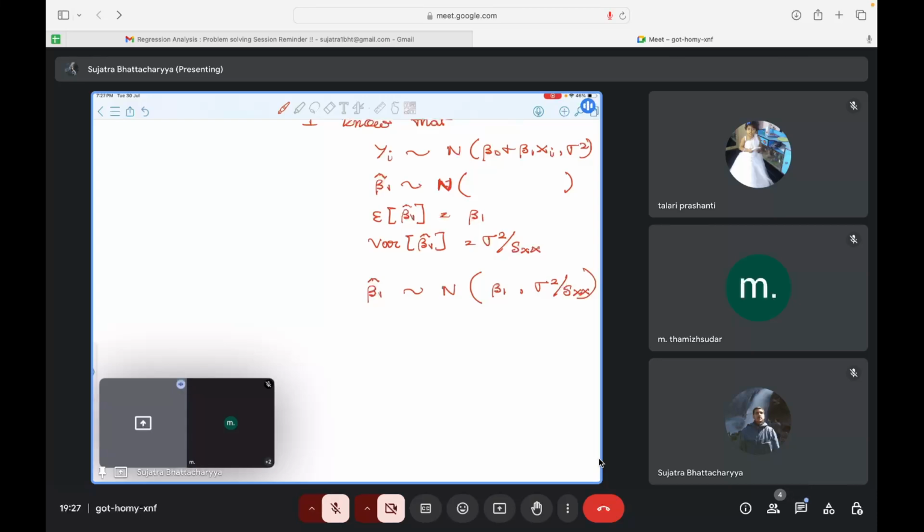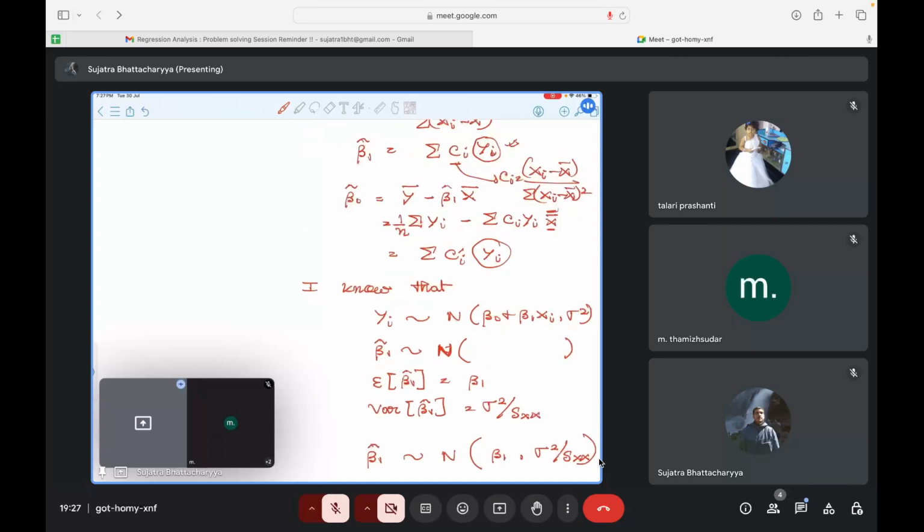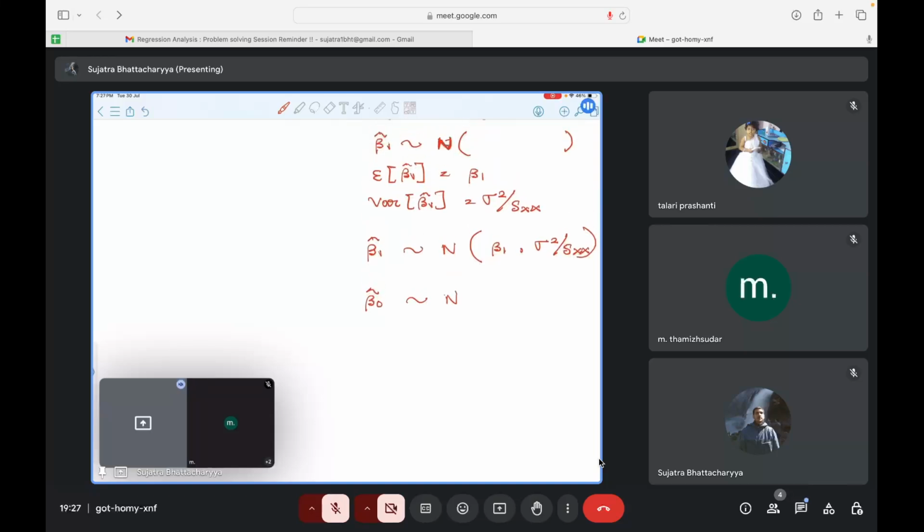Beta 1 cap can be written like this. Okay, done. Next, what about beta naught cap? That is also a normal distribution. Why? Because beta naught cap is also a linear combination in yi, so that is also normal.